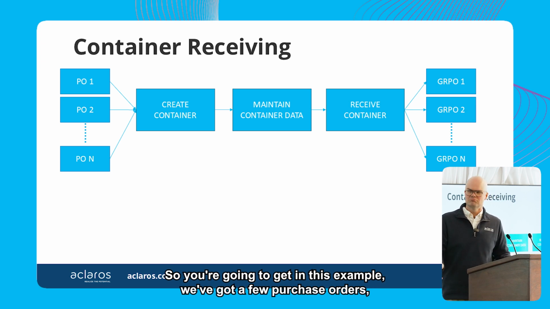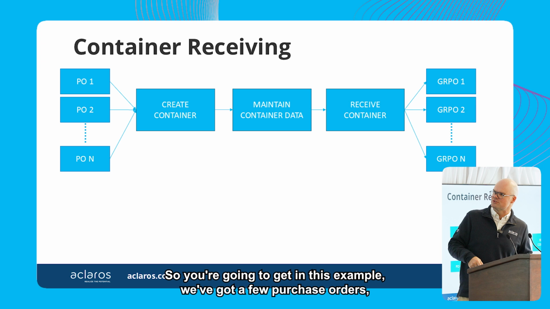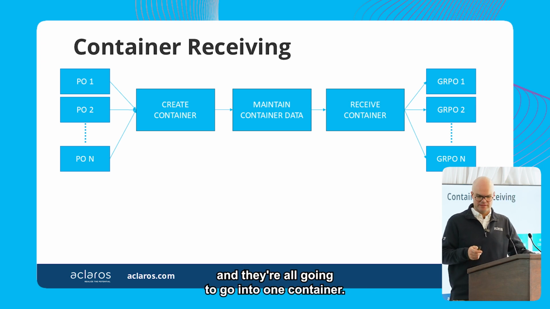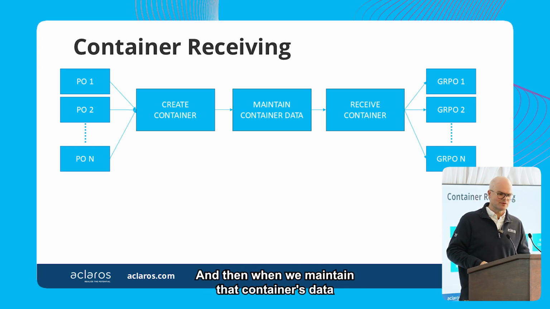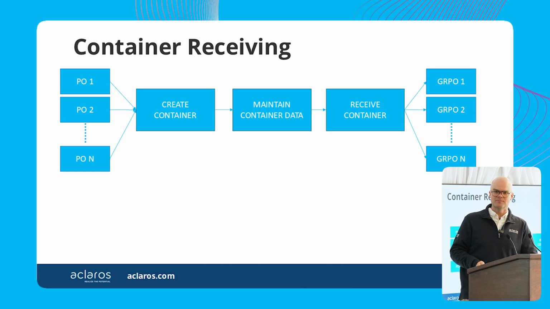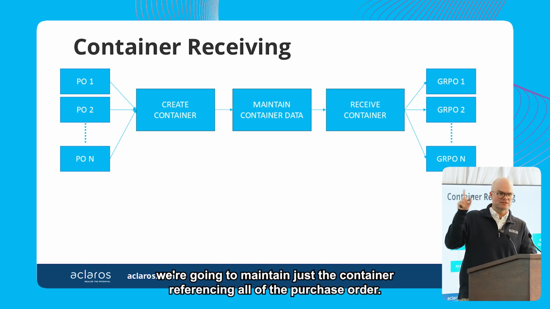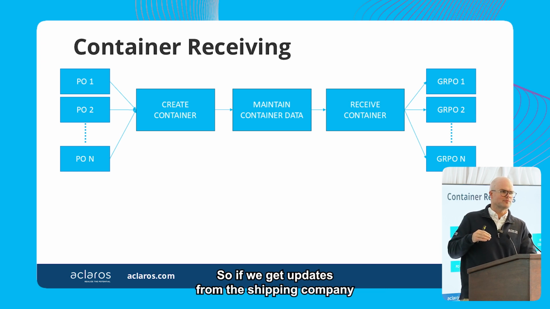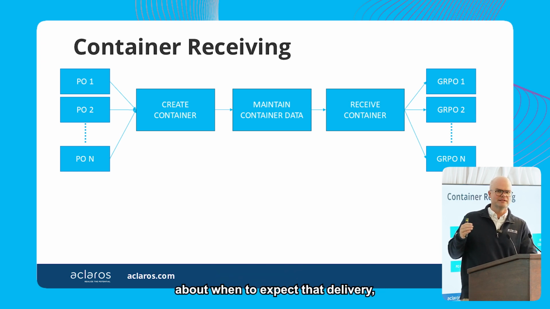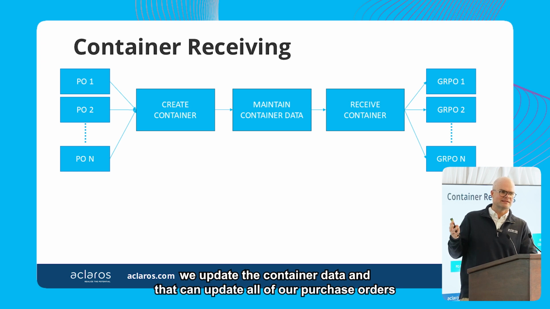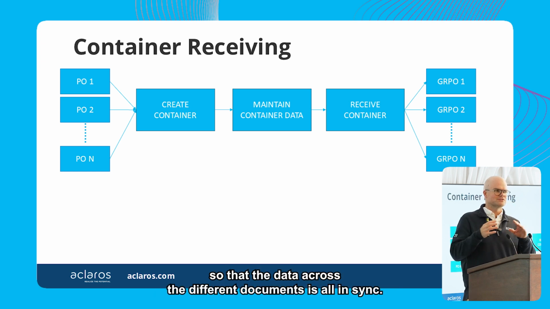So in this example, we've got a few purchase orders and they're all going to go into one container. When we maintain that container's data, we maintain just the container, referencing all of the purchase orders. If we get updates from the shipping company about when to expect this delivery, we update the container data, and that can update all of our purchase orders so that the data across the different documents is all in sync.